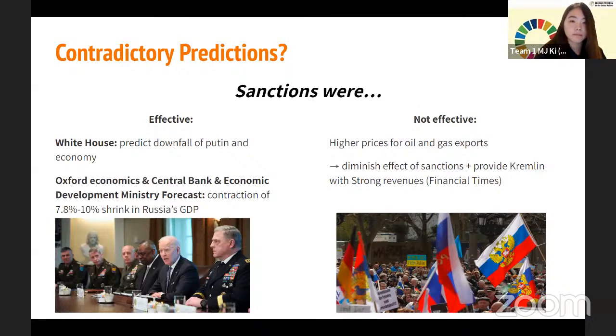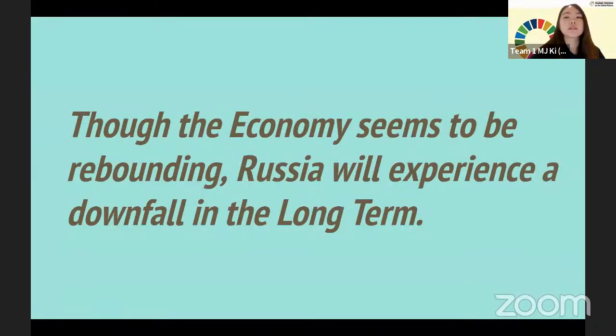Now, overall, this is the conclusion for the Russian economy. Looking and observing those contradictory predictions, though the Russian economy currently seems to be rebounding, Russia will experience a downfall in the long term due to the decisions made by Putin and the Russian government. Thank you.